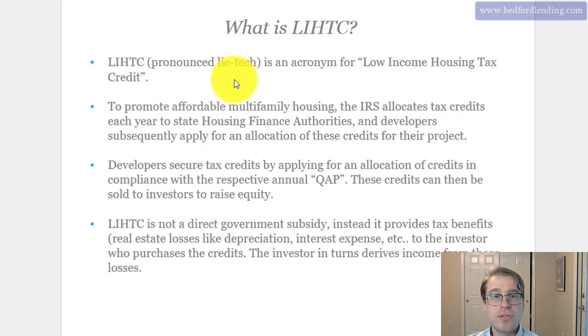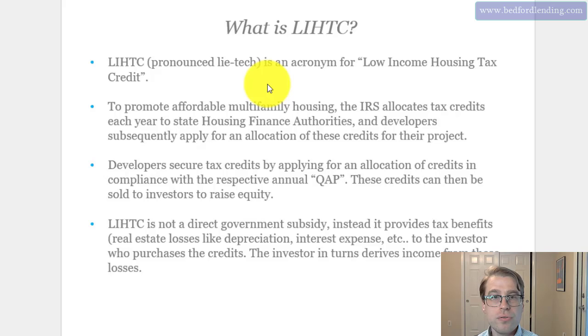Low-income housing tax credits, or LIHTC, is a tool that was established in the mid-1980s by the federal government as a tool and incentive to preserve and develop affordable housing throughout the country. We are not a tax credit investor or syndicator or consultant, but we do get a lot of inquiries about the program, how it works, how to get started.